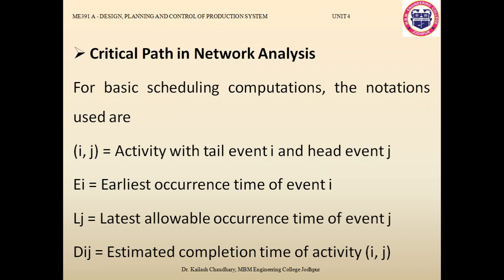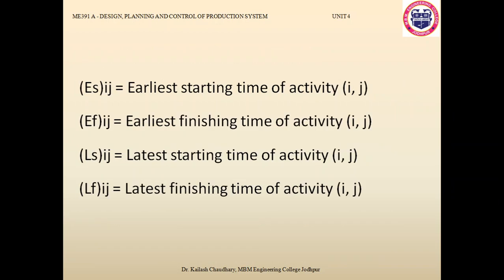That I will explain to you during the solution of the numerical problem, which will make you clear about these two parameters. Then comes the estimated completion time shown by Dij. Then you always try to calculate the earliest starting time of an activity and the earliest finishing time of an activity. Similarly, you calculate the latest starting time of an activity and the latest finishing time of an activity. All these parameters are very important to get the critical path of any project, and we will be using them in our numerical in this lecture.